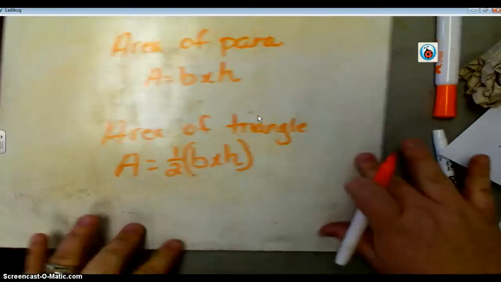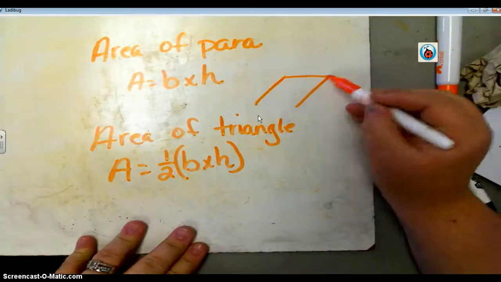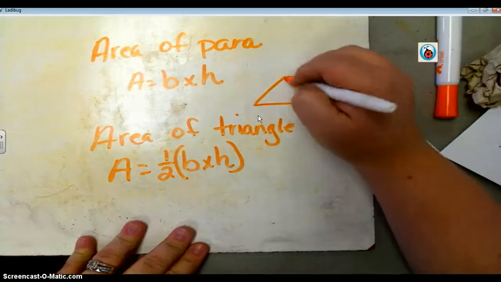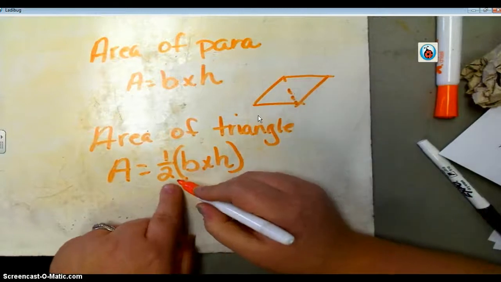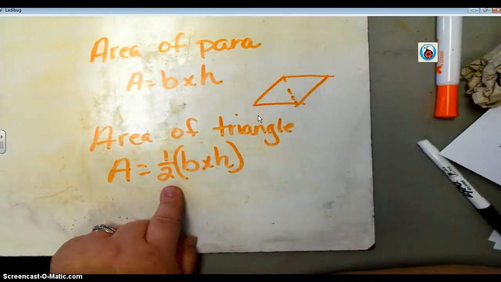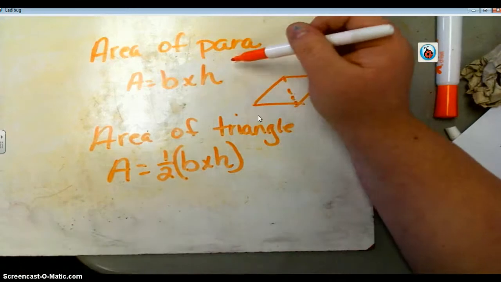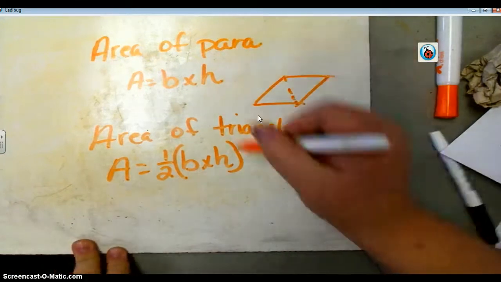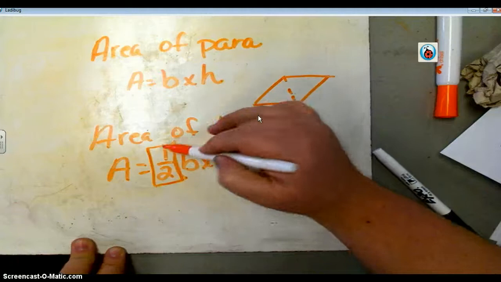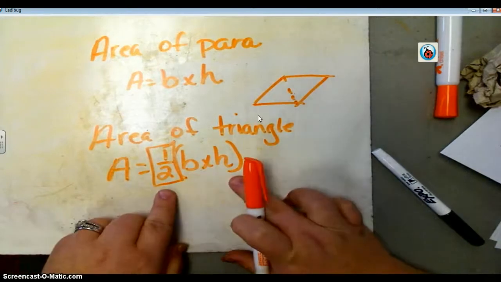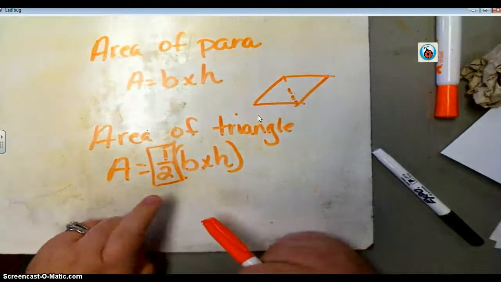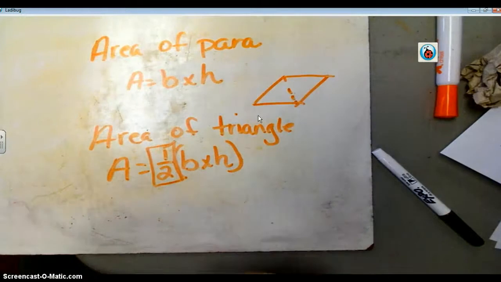It should make sense to you that if I told you for the whole parallelogram, it's base times height, if I want half of that, which gives me that triangle, then I have to take half of my base times my height. So the only difference between the area of a parallelogram and the area of a triangle is this half right here. Taking half of something is the same as dividing by 2. Okay? I'm multiplying by a half, but that's the same as dividing by 2.